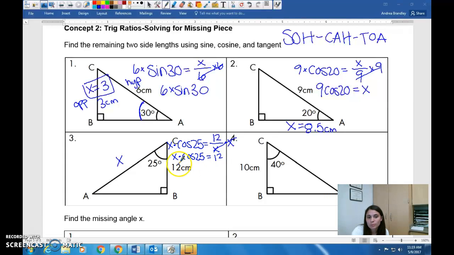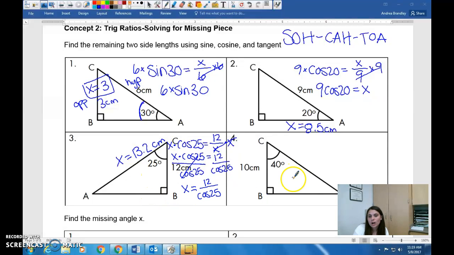Since these are being multiplied, the opposite of that is I can divide by the cosine of 25. So I'm going to divide both sides by the cosine of 25, and then these cancel, and x equals 12 divided by the cosine of 25, which I can still do in a calculator. But I want you to be careful: if your variable's in the bottom, you have a 2-step process instead of just 1. So on this one, I'm going to do 12 divided by the cosine of 25, and I'm left with 13.2. So this hypotenuse is 13.2 centimeters.